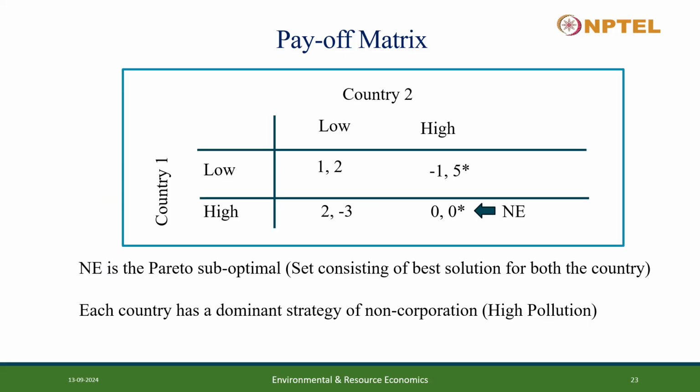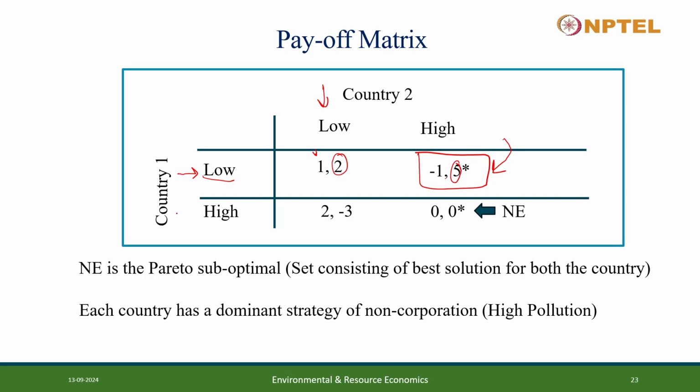Now in this case, let's see. Okay, country 1 pollutes low. Okay, then what will country 2 do? Country 2 has a higher payoff at 5 rather than 2. So this is my optimum level. So in the case when country 1 pollutes low, country 2 will move towards higher pollution.